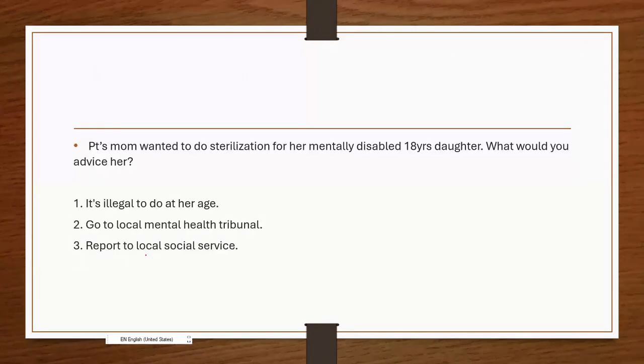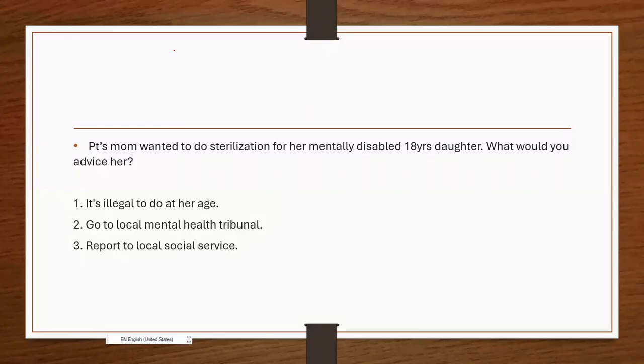Next one. Patient's mom wanted to do sterilization for her mentally disabled 18 year old daughter. What would you advise her? 1. It's illegal to do at her age. 2. Go to local mental health tribunal. 3. Report to local social service. What are you going to do? Again, ethics.